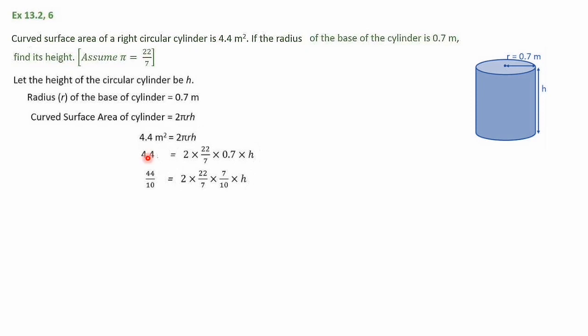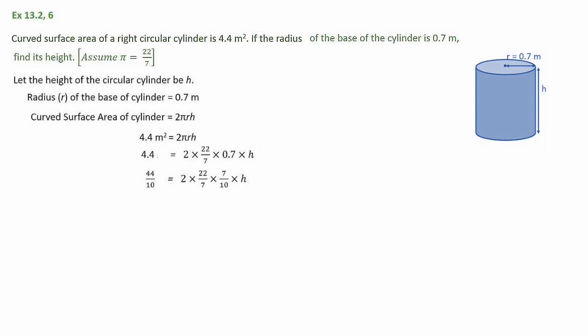That is, 4.4 we can write as 44 by 10, so that it is easy for us to calculate, because when decimal calculations are there, it takes time. Since after the decimal there is only one digit, we put 10 in the denominator. Then 0.7 we can write as 7 divided by 10, with 10 in the denominator.